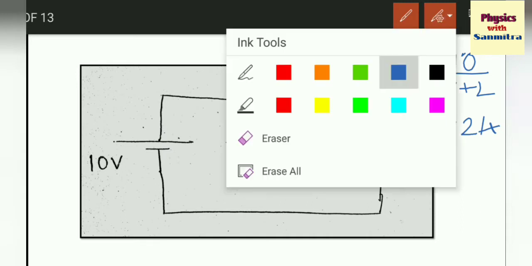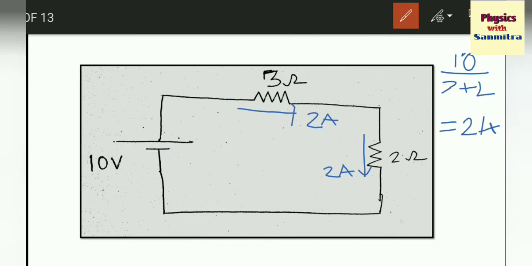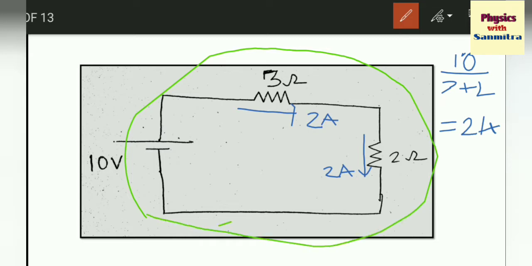Now let's see in which direction we run the loop. Let's run the loop in this direction. Just follow the movement of my green ink, like this. Now let me start from this point. From this point I am going up. So what can I write? I can write plus 10.